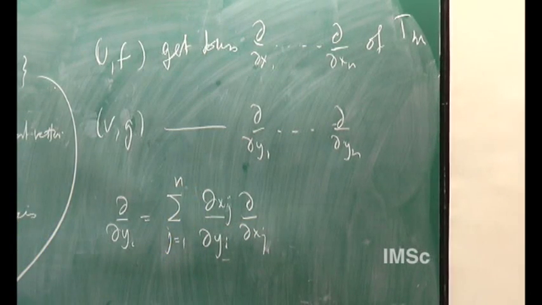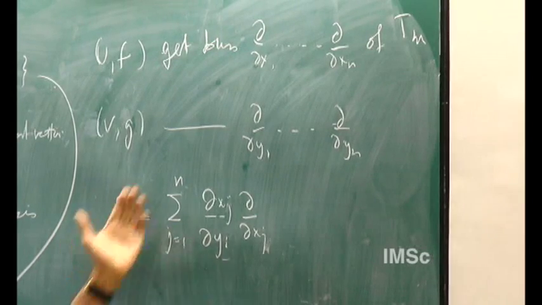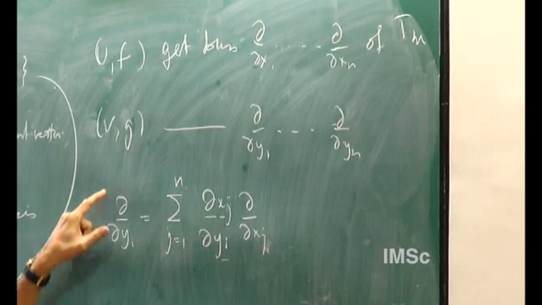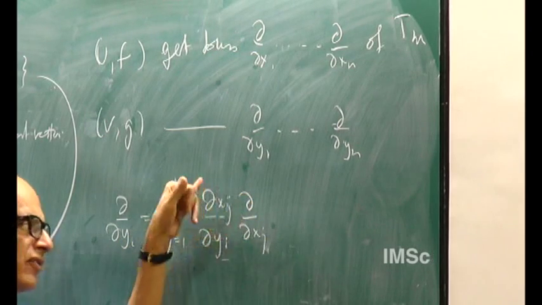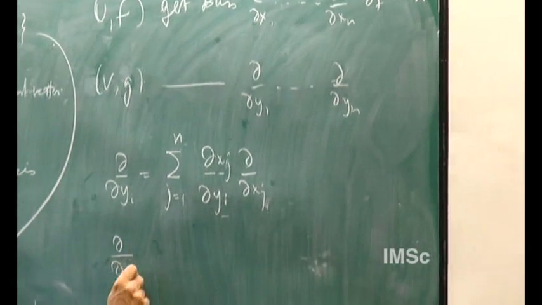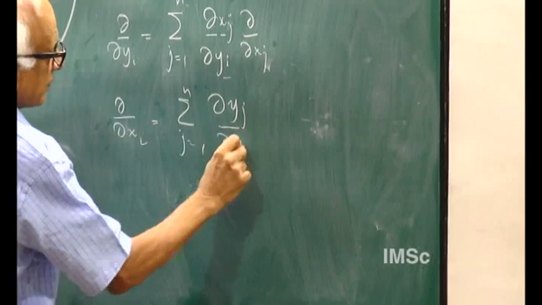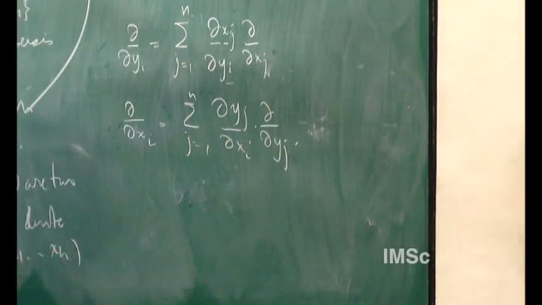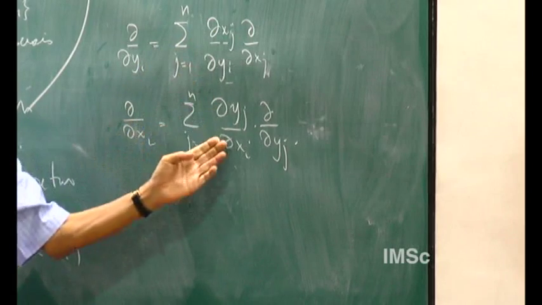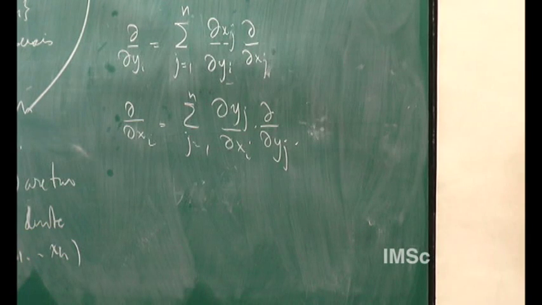This is the function of function rule which you come across for partial differentiation. Each xj is a function of the various yi, so I can take partial derivatives. The differentiation with respect to yi amounts to first differentiating with respect to xj, then differentiating xj with respect to yi, and summing up. And of course, it goes the other way around also: d by dxi is the sum over j equal to 1 to n of dyj by dxi times d by dyj. This is nothing but the Jacobian matrix. In other words, this basis is transformed to the other basis through the Jacobian matrix. So the Jacobian matrix has an intrinsic meaning. It's one identification of the tangent space, another identification of the tangent space, and the transformation is precisely the Jacobian matrix.